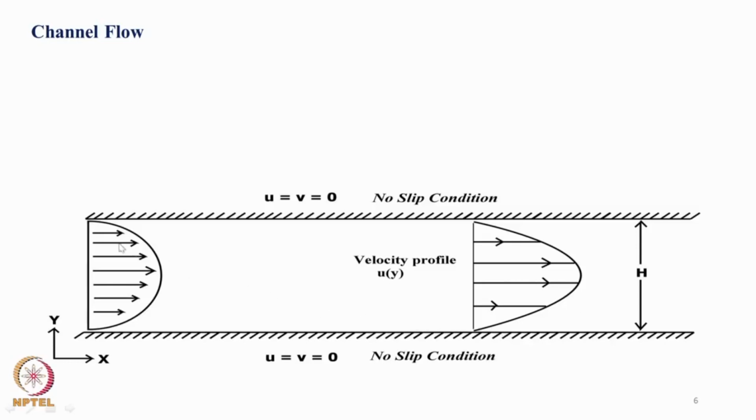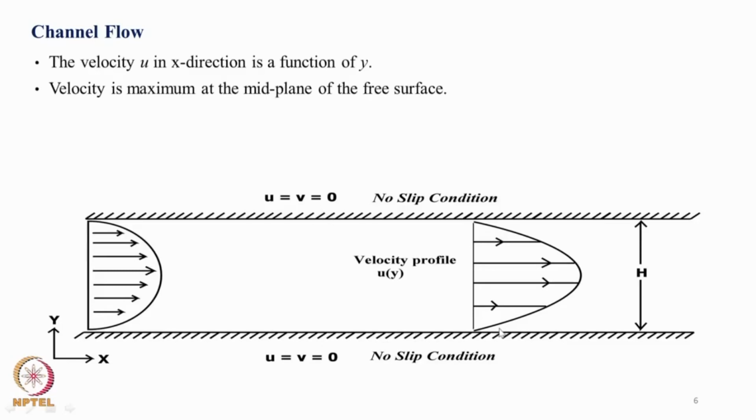If you are giving already a parabolic profile which is very close to the fully developed condition, then you need only a smaller length and flow will develop. Again, boundary conditions are given, u is equal to v is equal to 0 on both the side walls. So, velocity u in x direction is a function of y, and velocity is maximum at the mid plane of the free surface.